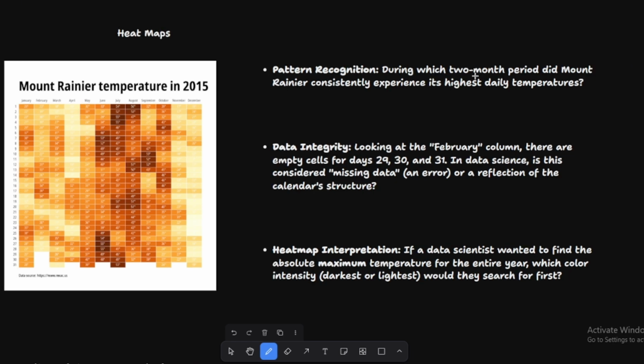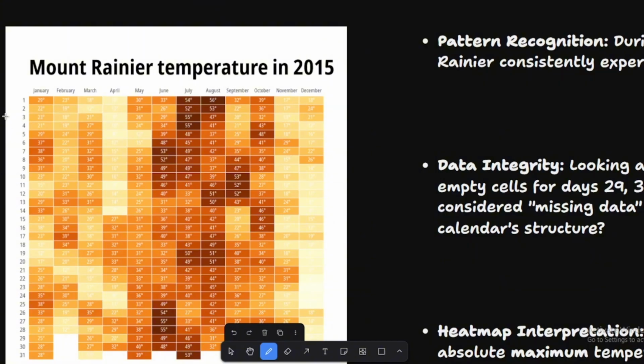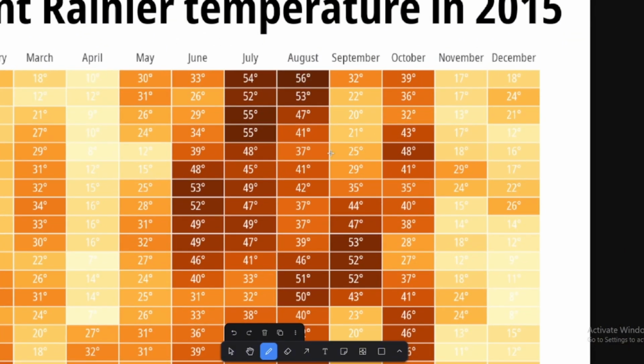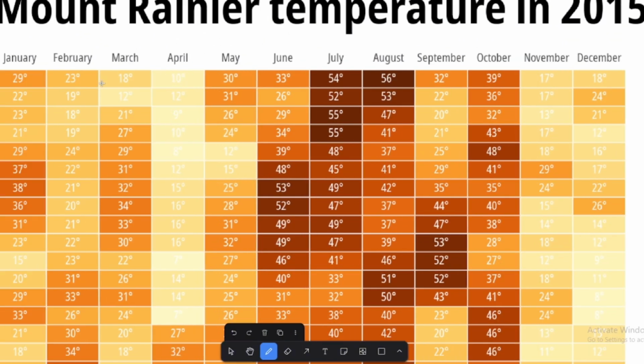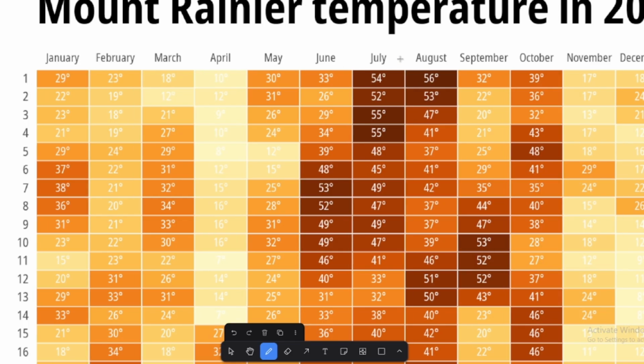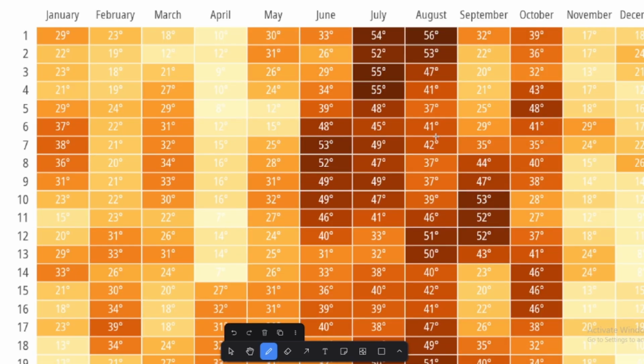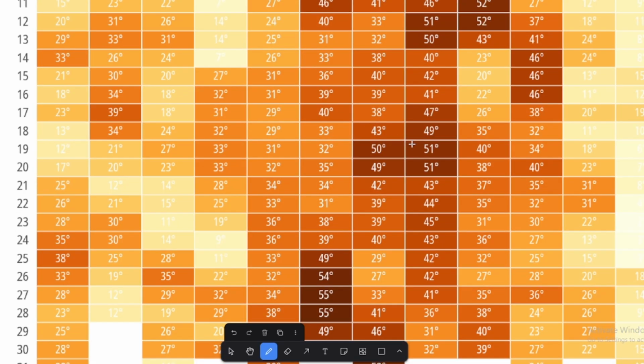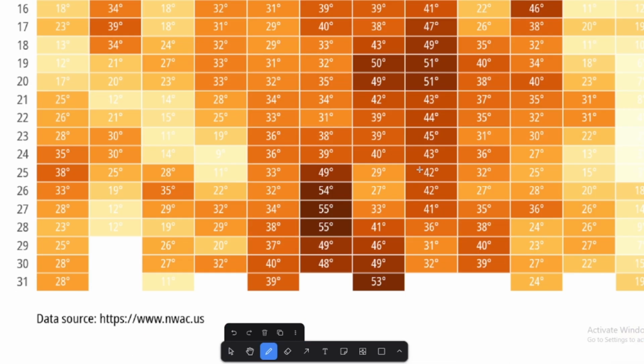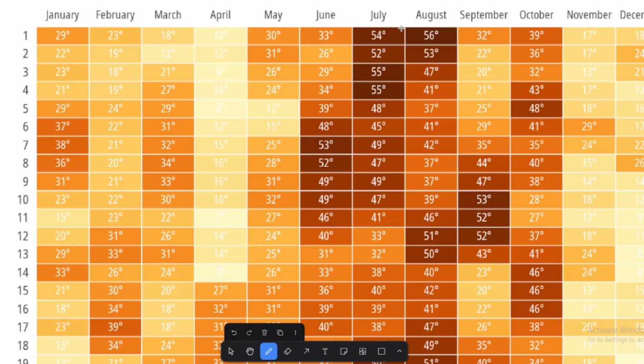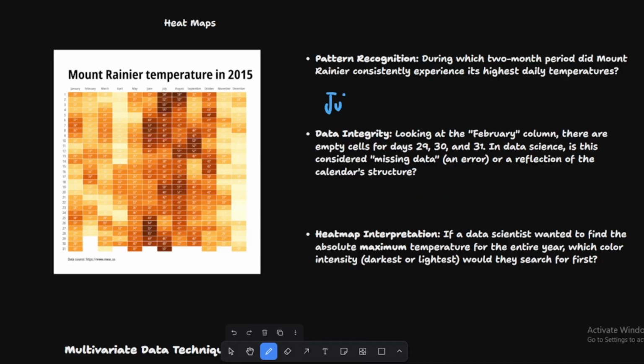During which 2-month period did Mount Rainier consistently experience its highest daily temperatures? Let's look day by day and see if we can pick up a pattern. Already from day 1, it looks to me like July and August are very, very hot months. Same thing for day 2, and it continues on like so. Over here, it seems to switch a lot, but most of the time, the highest temperature is shown between July and August.